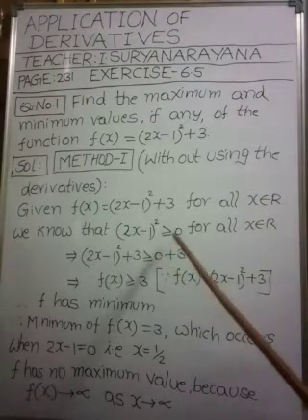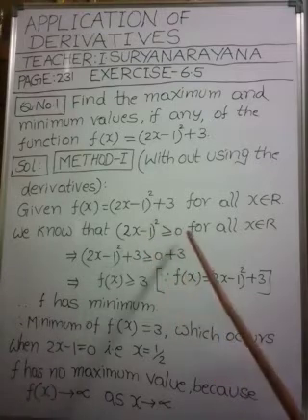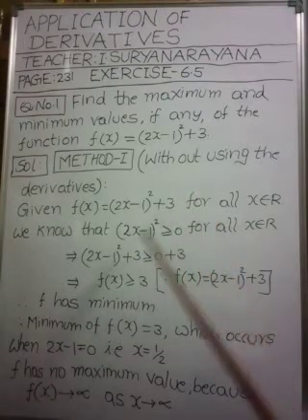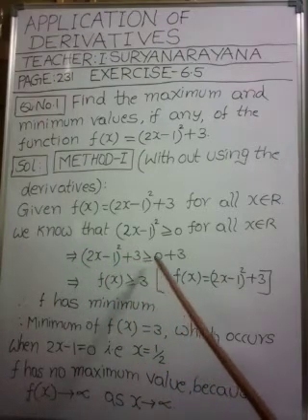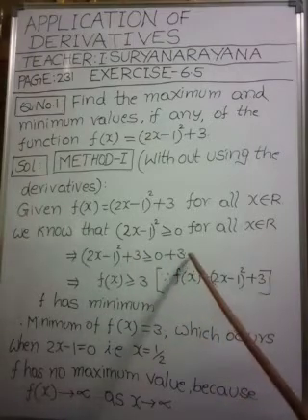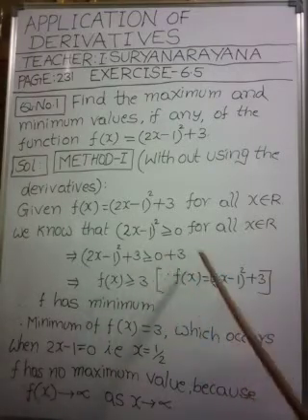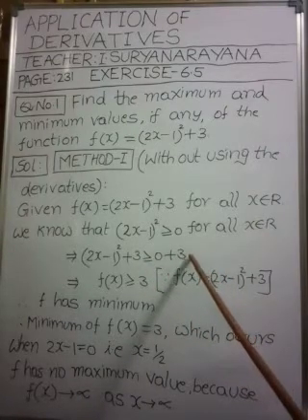Right. Now we are adding 3 on both sides of this inequation. Then what will you get here? (2x minus 1) whole square plus 3 is greater than or equal to 0 plus 3. Understood this step, my children? Just we have added 3 on both sides of this inequation. Then we got this step.